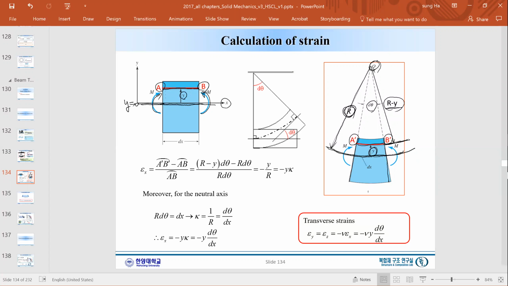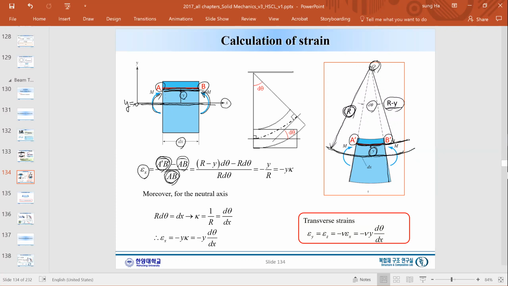Now, let's define the epsilon x. What is the epsilon x of this AB line? Simply, the strain is based on the original length. The original length was dx. And after deformation, we have A prime and B prime, and before deformation is AB. So AB is the original length before deformation, and this is the length after deformation. Now, how to calculate this A prime B prime length after deformation?